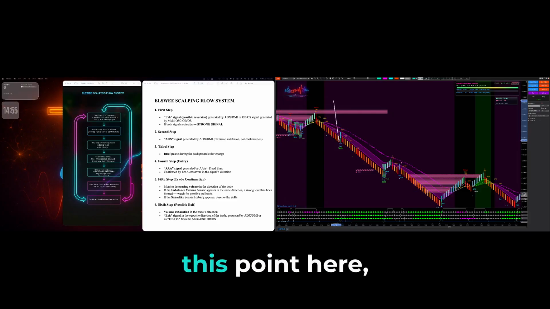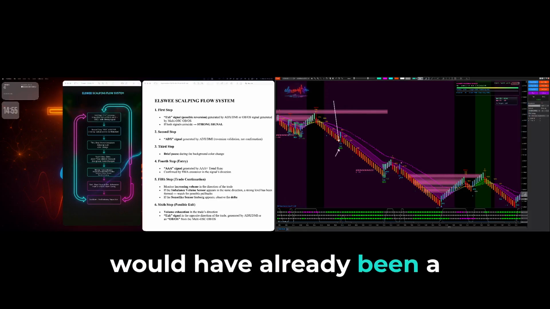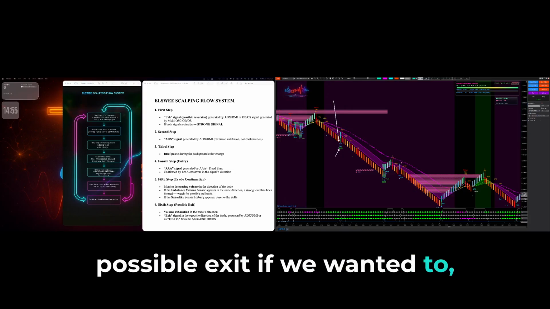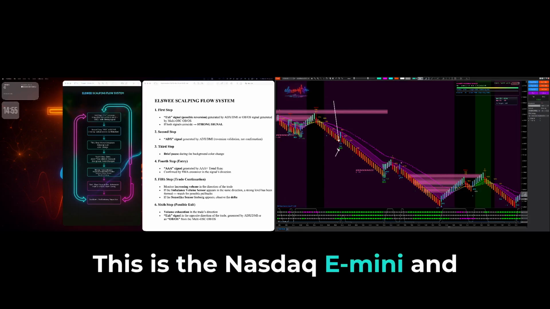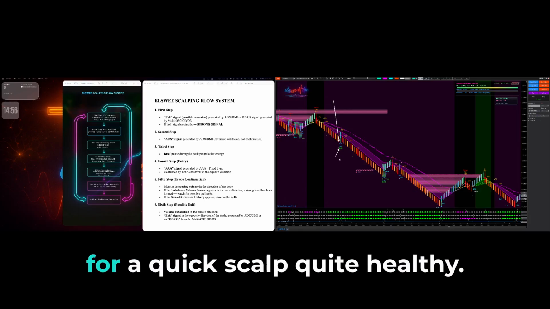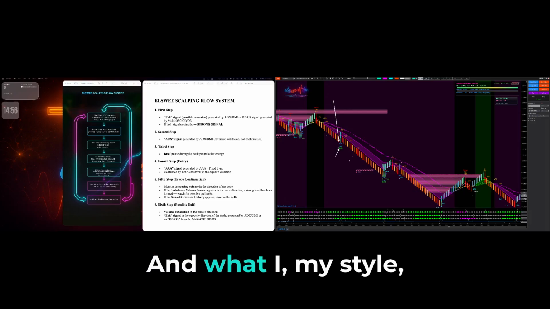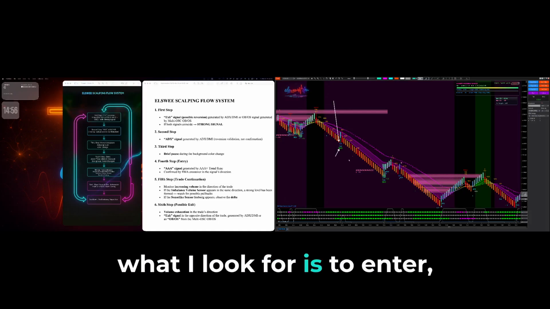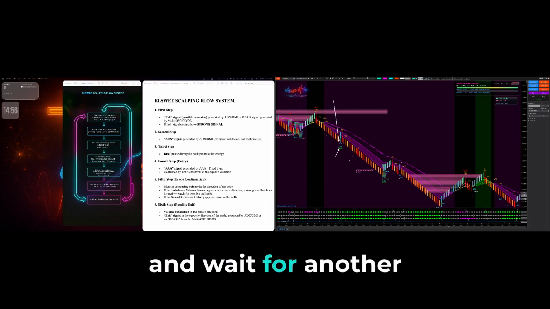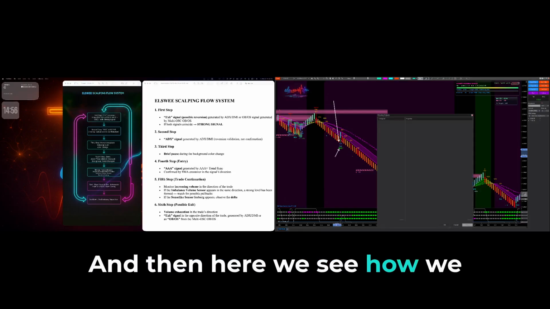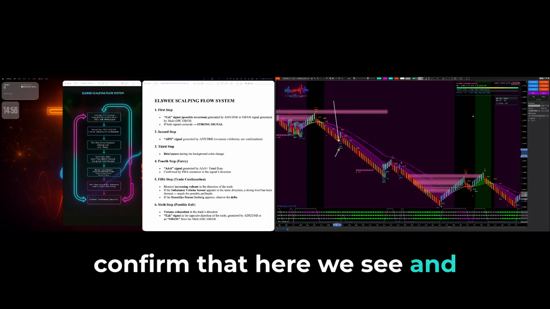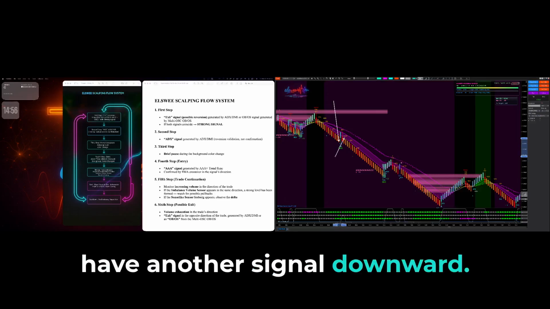Now, this point here would have already been a possible exit if we wanted to, because here we already have a movement. This is the Nasdaq E-mini, and there we already have a movement for a quick scalp, quite healthy. And my style, what I look for is to enter, exit, and wait for another opportunity. I don't do swing trade. And then here we see how we confirm that here we have another signal downward.